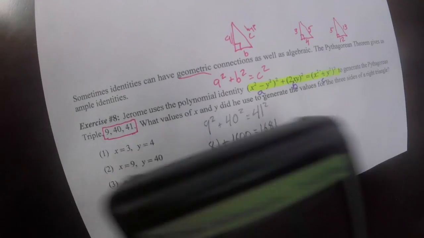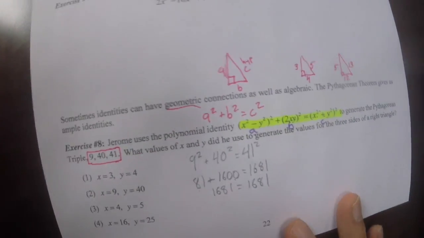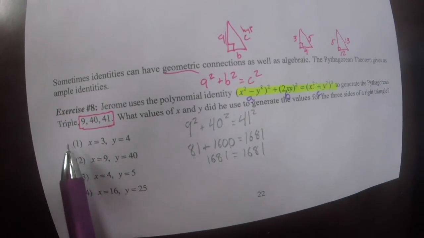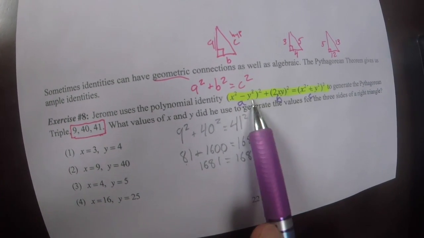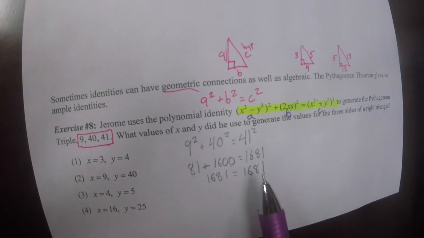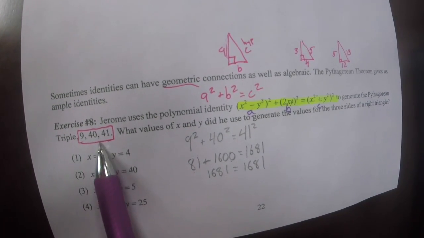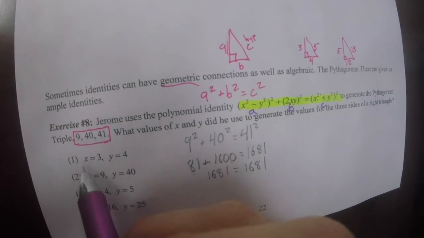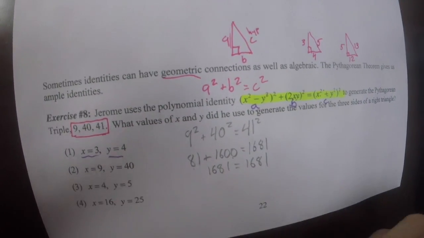So, what the question is asking us, this is kind of a little guess and check job here. All right, it's asking us, when I plug in one of these four choices in for x and y, I should get 9, 40, and 41. All right, let's check out when x equals 3 and when y equals 4.